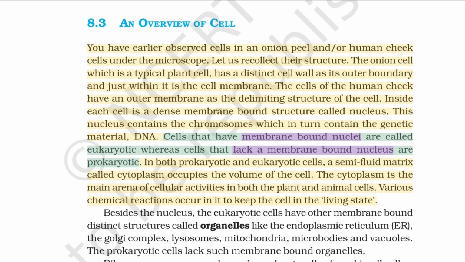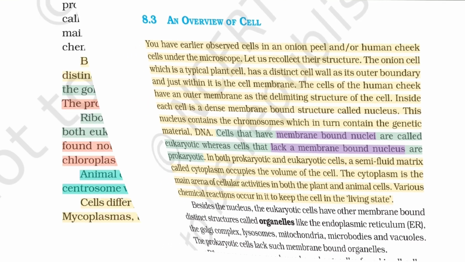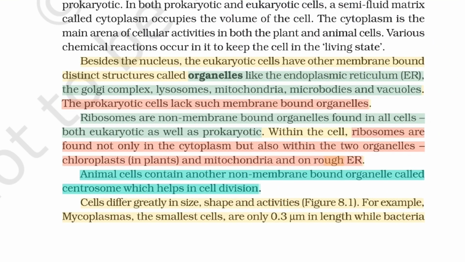In both prokaryotic and eukaryotic cells, a semifluid matrix called cytoplasm occupies the volume of the cell. The cytoplasm is the main arena of cellular activities in both the plant and animal cells. Various chemical reactions occur in it to keep the cell in the living state. Besides the nucleus, the eukaryotic cells have other membrane-bound distinct structures called organelles like the endoplasmic reticulum, ER, the Golgi complex, lysosomes, mitochondria, microbodies, and vacuoles. The prokaryotic cells lack such membrane-bound organelles.